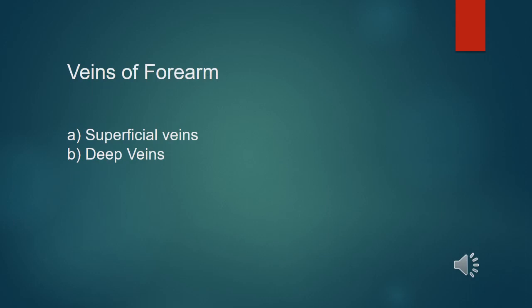That's all about the arteries of the forearm. Now let's begin the veins of the forearm. Veins of the forearm are divided into two groups, superficial veins and the deep veins. We'll talk about these groups individually.